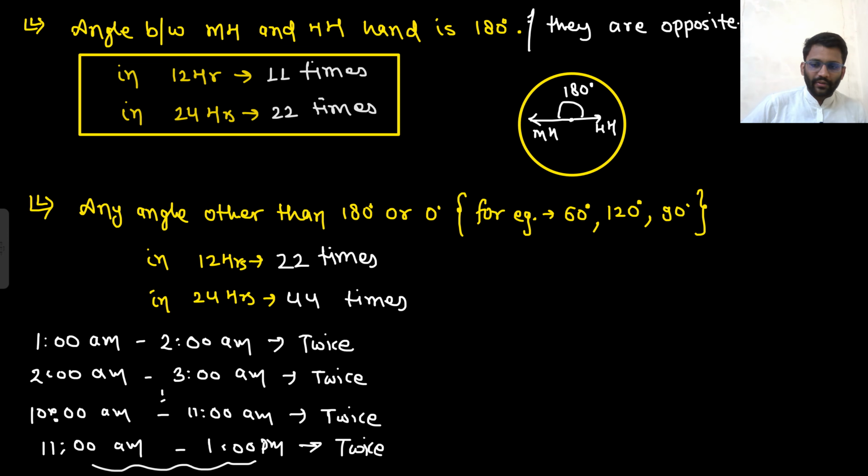So in a gap of 2 hours, they are only coinciding twice, and for the rest of the part, in 1 hour, they are coinciding twice. So here it would be 22 times, and in 24 hours it would be simply doubled, 44 times.